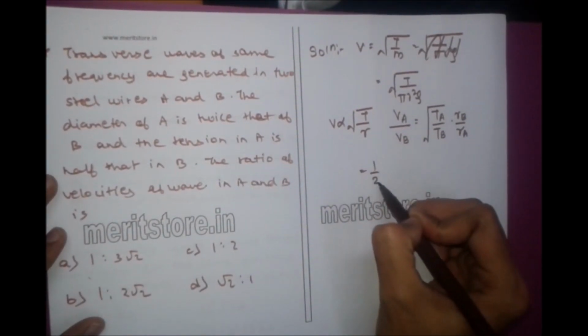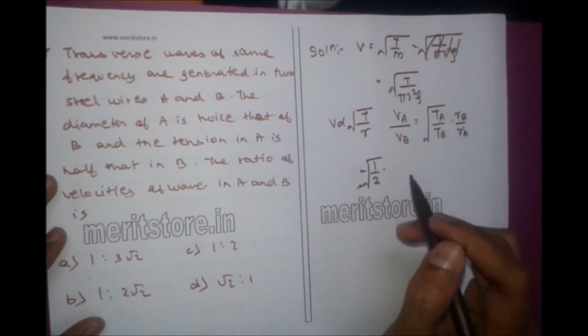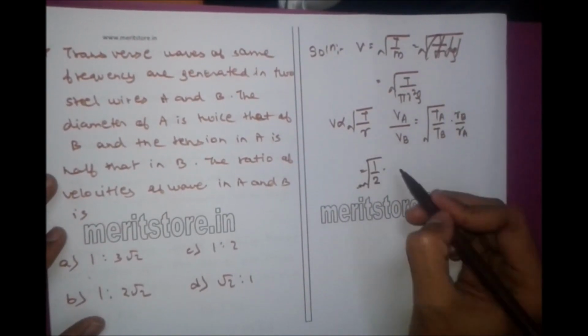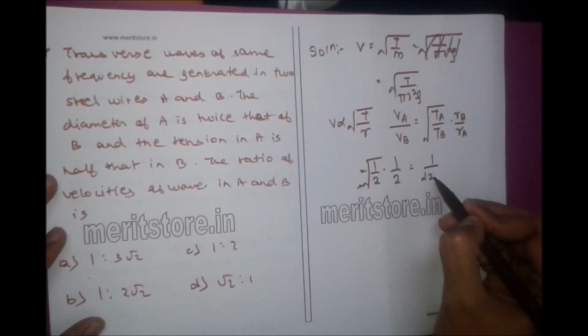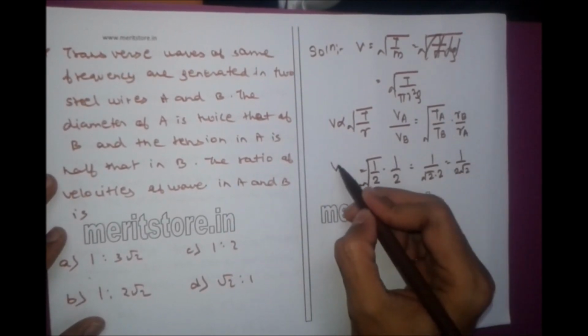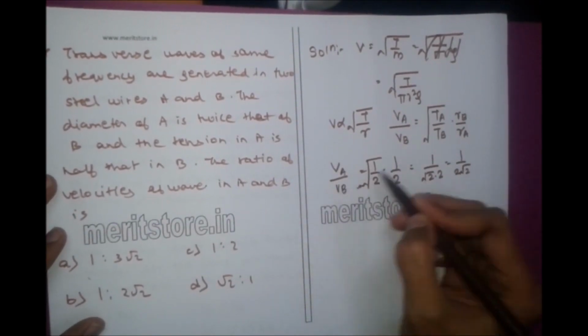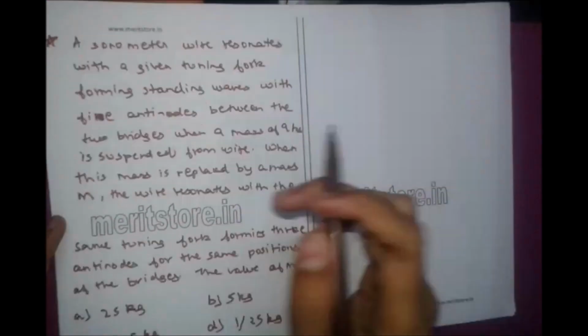So ta upon tb is half, so root of half, multiplied by rb upon ra, which is twice, and it reverses, so it also becomes half. So the value becomes 1 upon root 2 into 2, so that becomes 1 upon 2 root 2. So the ratio for va upon vb is equal to 1 is to 2 root 2. So option B is the correct option.